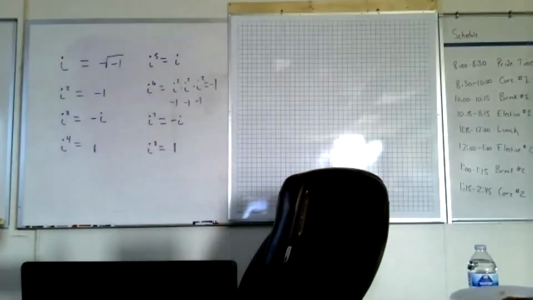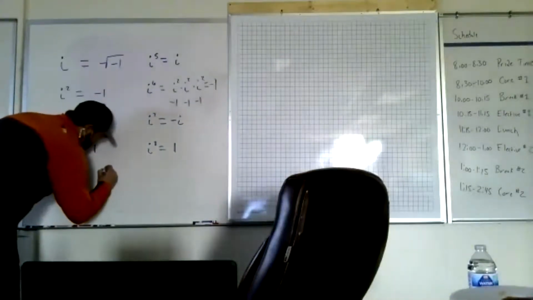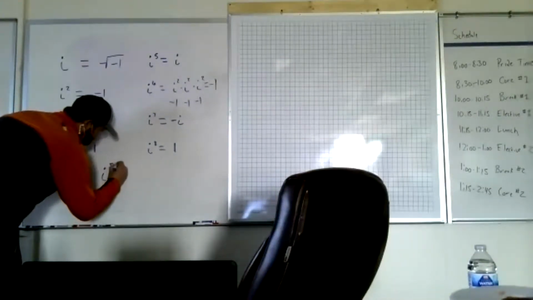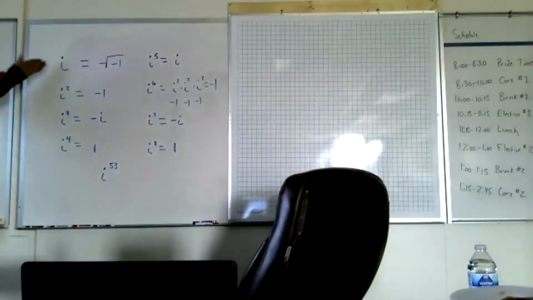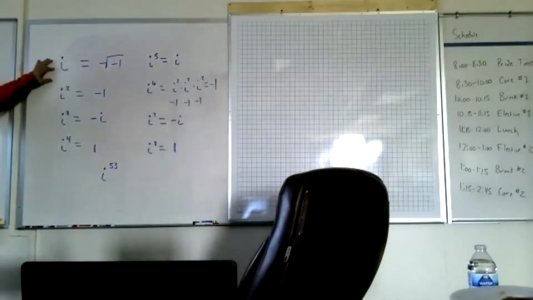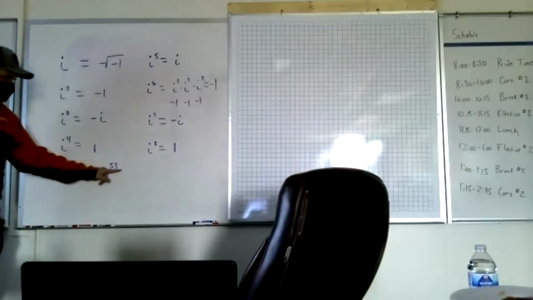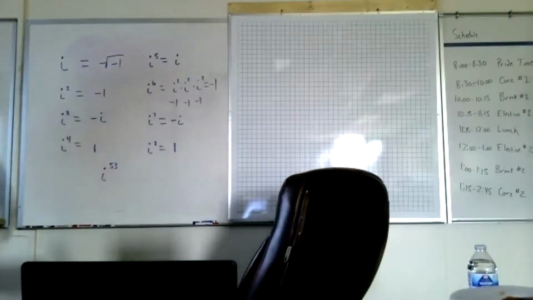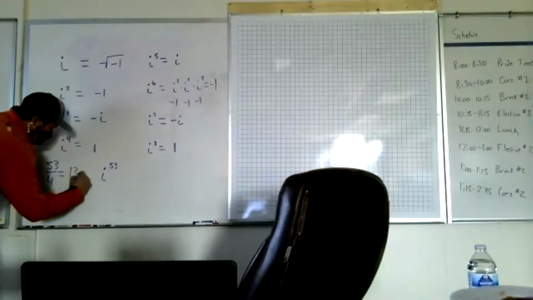This is handy and it's helpful because let's say I wanted to figure out what i to the 53rd power would be. Okay, so if I think about that, you can see it's a cycle of 4 spots. It's either going to be i, -1, -i, or 1. What I can do is divide this exponent by 4. 53 divided by 4, if you were to punch that into a calculator, you would get 13.25.